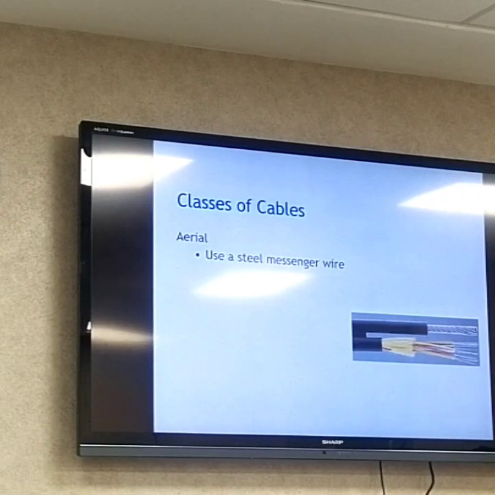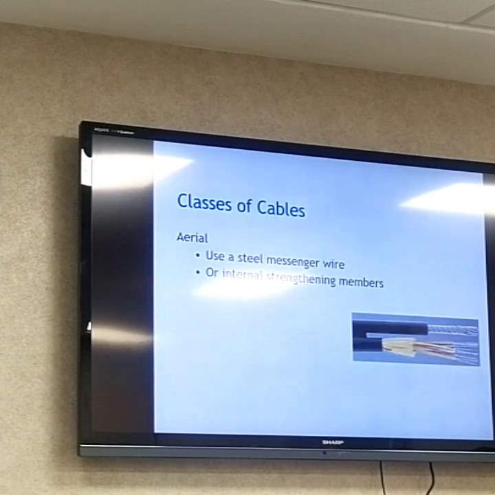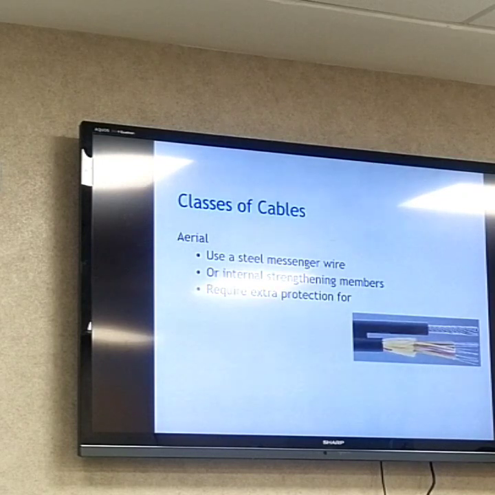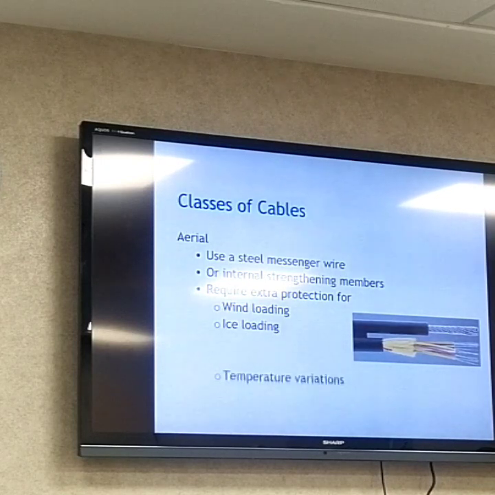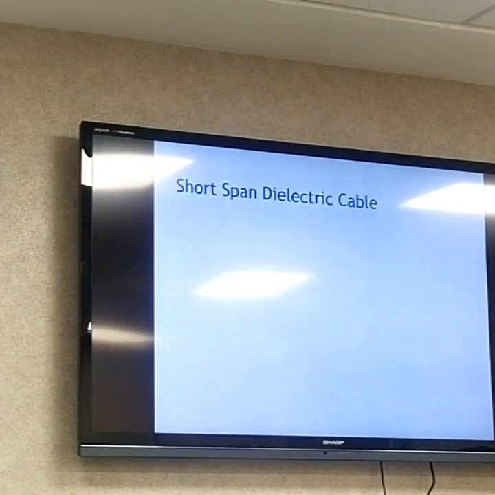Classes of cables: aerial cables use a steel messenger wire as an internal stressing member. They require extra protection for wind, because it's an open area, wind loading, ice loading sometimes, temperature variations, moisture ingress, and ultraviolet radiation.